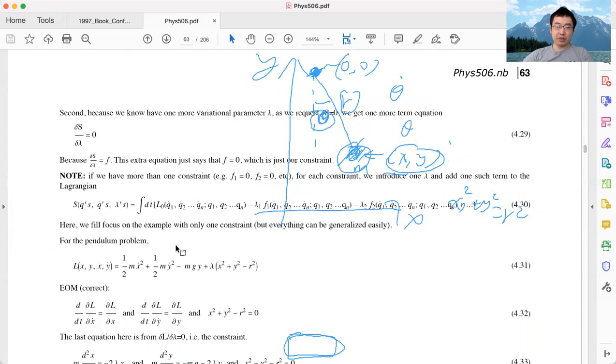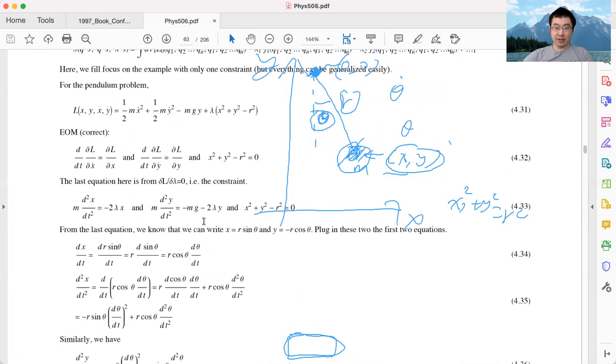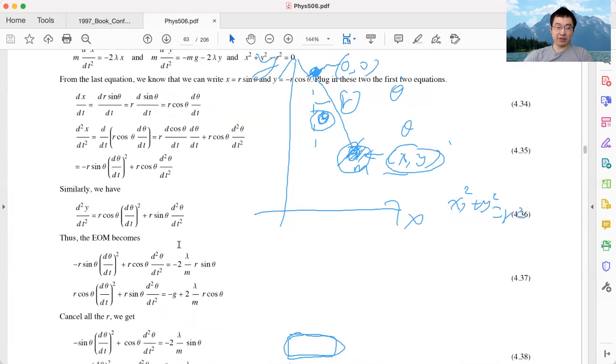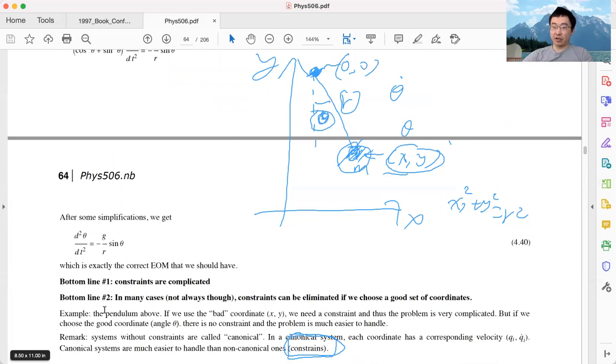As you can see, this is still doable, but everything becomes much more complicated. The equation of motion becomes much more complicated. The number of independent equations increases. At the end of the day, if we cancel everything, we still get the same equation of motion. But this calculation is much more complicated. It takes much longer to get the same equation of motion if we use the xy coordinates. The bottom line: when we choose coordinates in this Lagrangian description, we need to be very careful. It's much better to choose coordinates that do not have constraints.